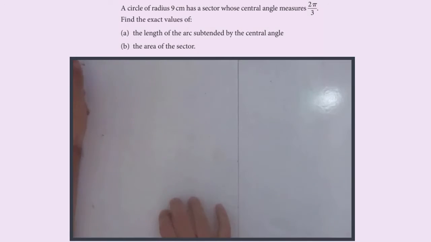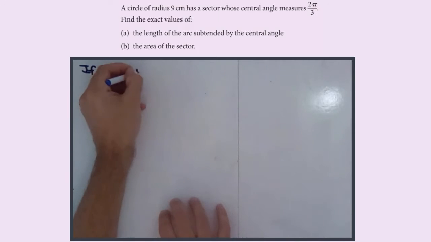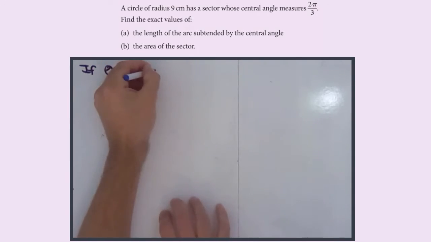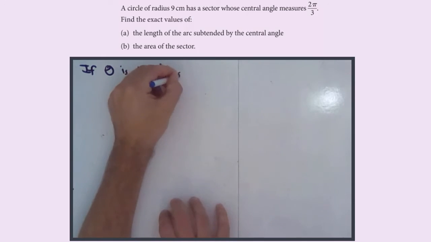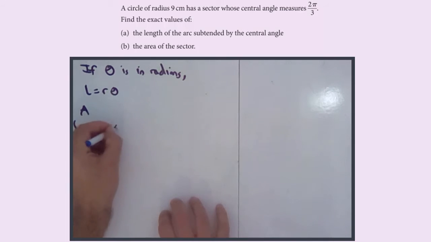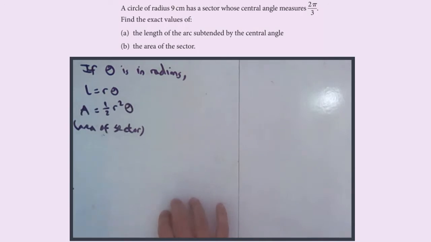So if theta is in radians, you don't need to write this, I'm just writing it because I really want to drive it home. If theta is in radians, then the length of arc, L equals r theta, and the area of the sector, A equals 1/2 r squared theta.